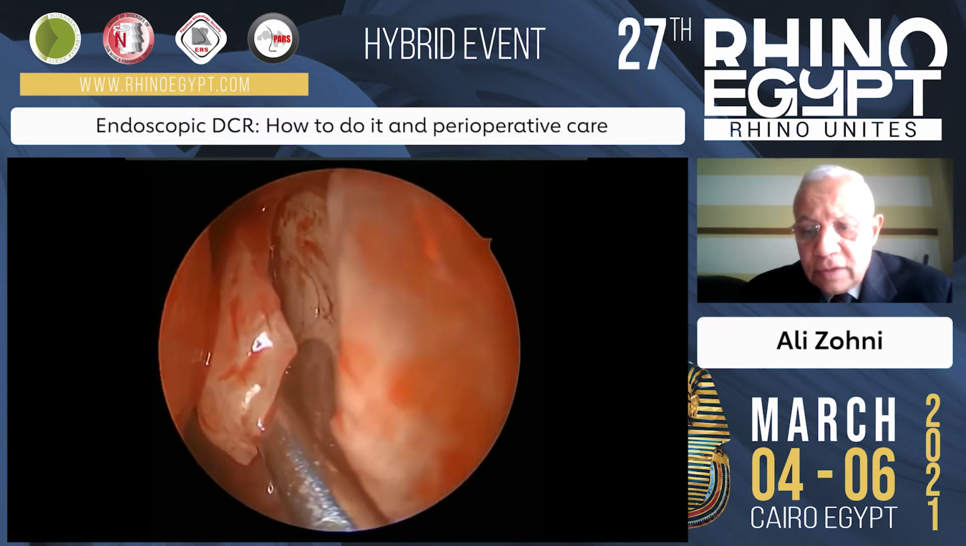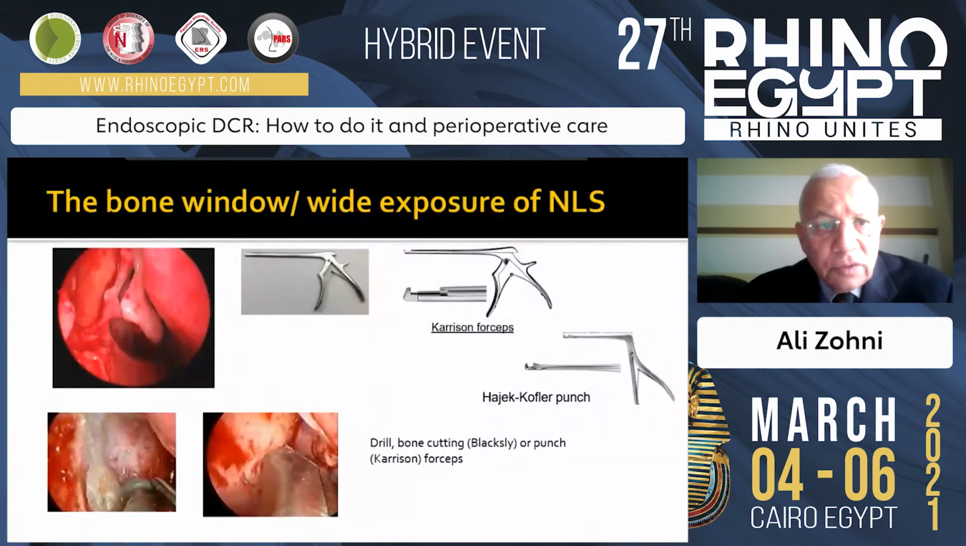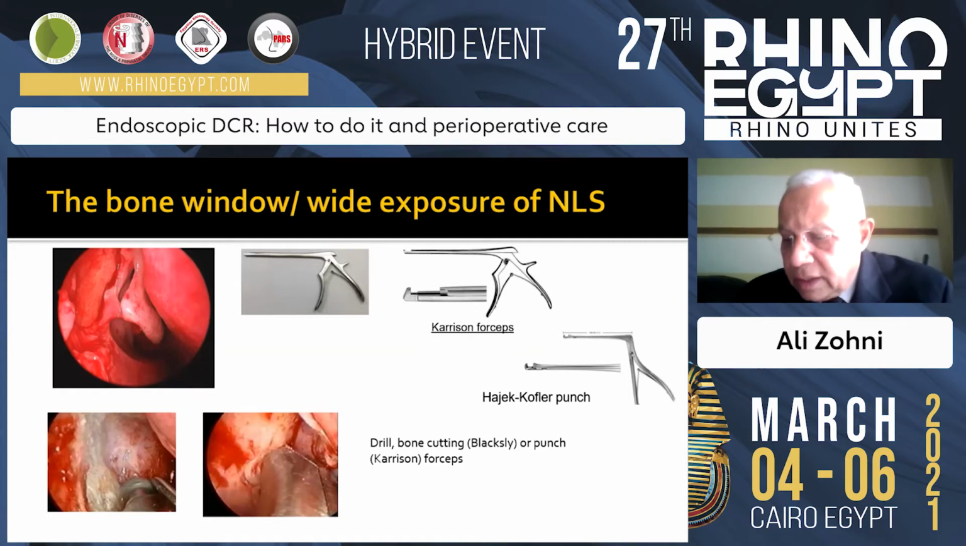This is the mucosal flap initially created. Then, after we expose the bony prominence of the lacrimal system, this is the area of the nasolacrimal duct and the sac above. This is the mucosal flap. We remove the bone in a very convenient way by bone cutting forceps or punch, like the Kerrison or the Koffler punch. Of course, we can use the lacrimal drill, but actually there is no need for it.